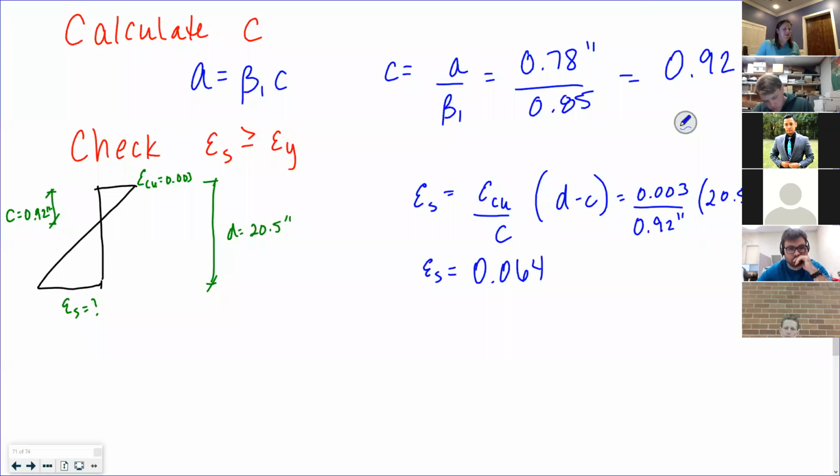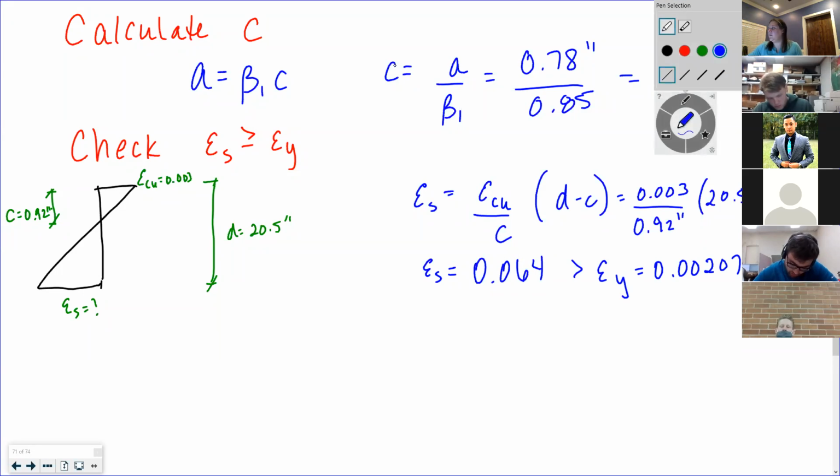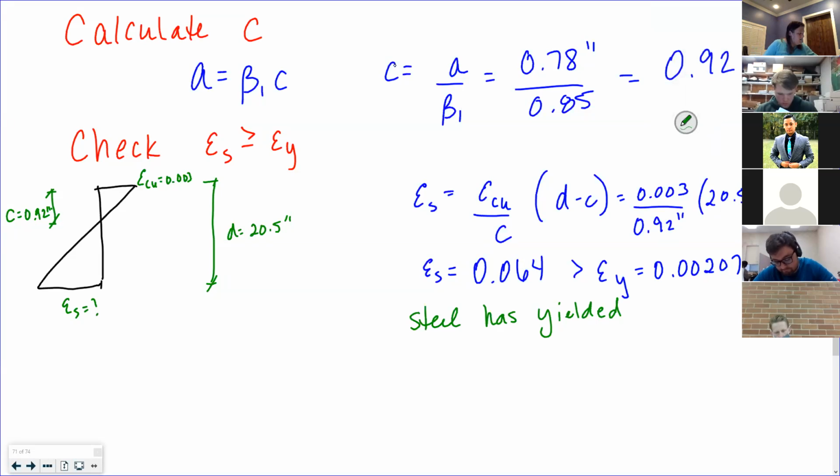Like 30 times what we need. So that is greater than epsilon Y of 60 ksi, so 0.0007. So I don't have to go back and calculate that stress in that steel because it's yielded by a lot.